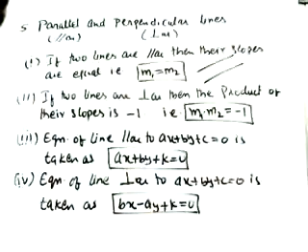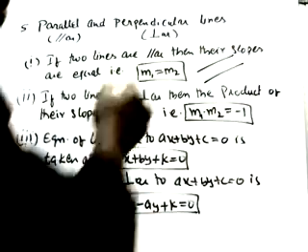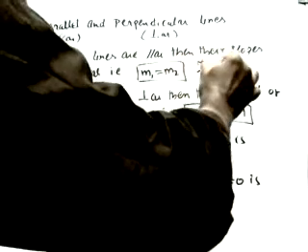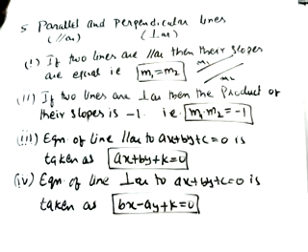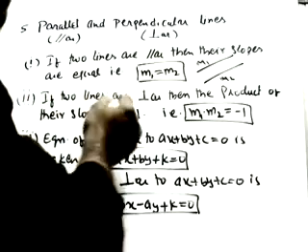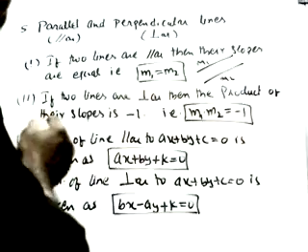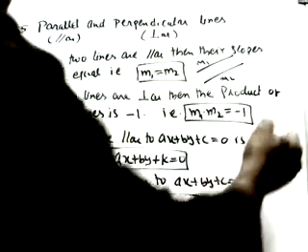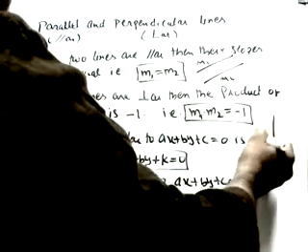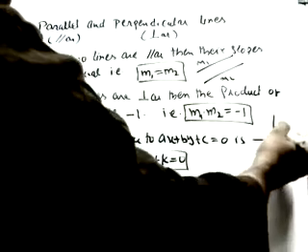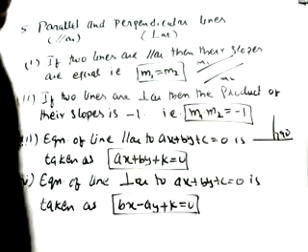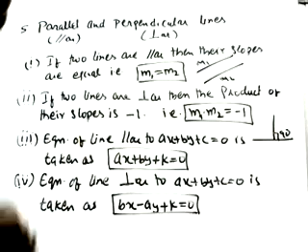Suppose two lines are parallel. Then their slopes are equal. The slopes of two lines will be equal if the lines are parallel. If two lines are perpendicular, then the product of their slopes is -1. When the lines are perpendicular, suppose like this, the angle will be 90 degrees.